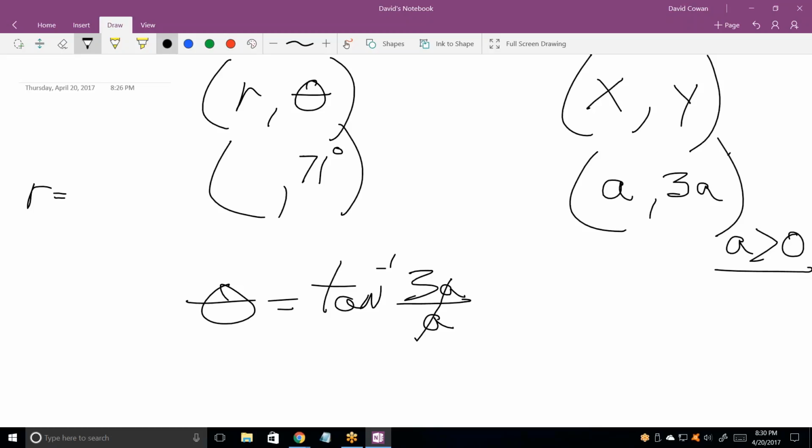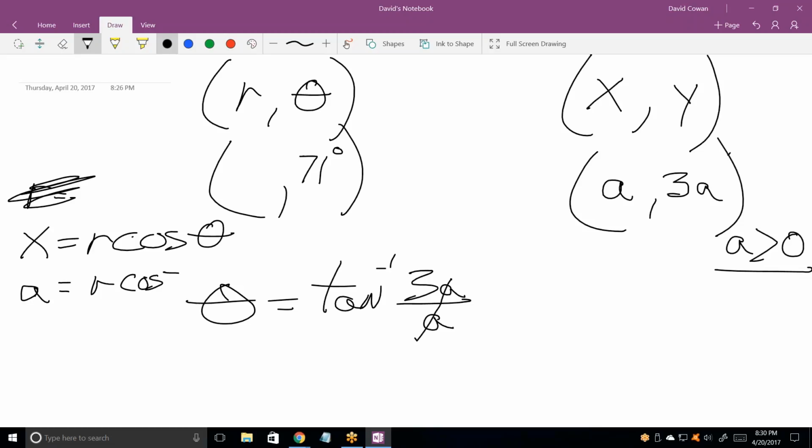R is, hold on, let's see. X equals r cosine of theta. So could we maybe find r by using the x squared plus y squared equals r squared thing? Maybe. Let's just see if I can get it this way. If x is a, then a is r cosine of 71, which doesn't solve for r. That has two variables. I can't solve for r.